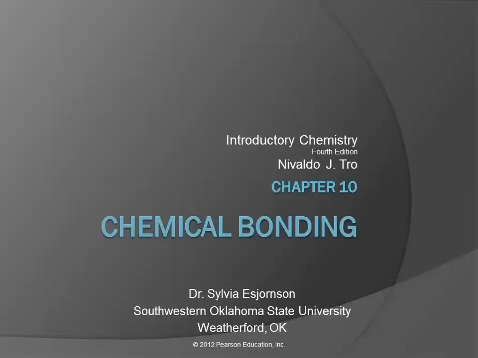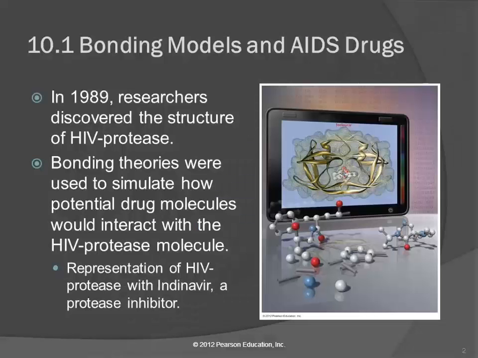This is Chapter 10, Chemical Bonding. Moving right along. We're going to talk about bonding models and molecule shapes. And here's just a little example. Your book gives a lot more details about this, so if you're interested in this, be sure to read it.